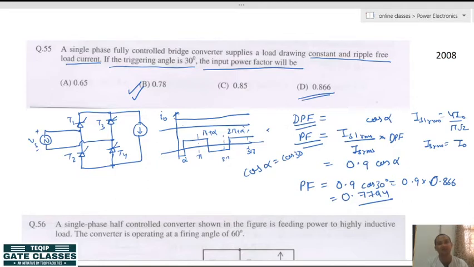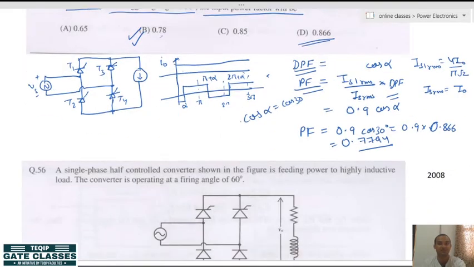All right, so power factor is this formula. It is 0.9 cos alpha for a fully controlled bridge converter. So you are getting 0.78. See how simple the questions are.